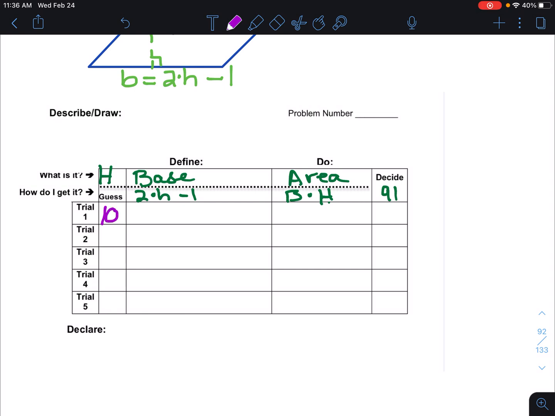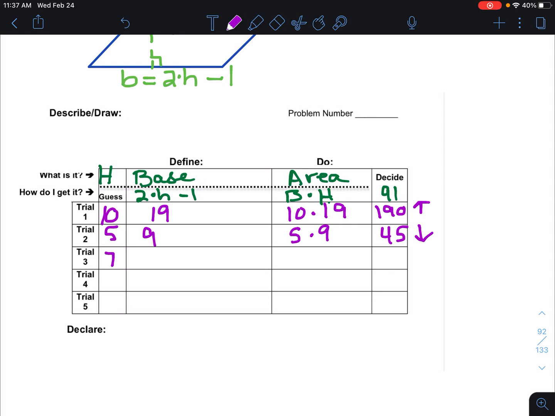If my height is 10 units, my base is going to have to be 2 times 10, which is 20, subtract 1. My base would have to have been 19. And so then 10 times 19 is actually 190. That's way too big. So let's go to 5. So if my height is 5, my base would be 2 times 5, which is 10, minus 1 is 9. And so then 5 times 9 is equal to 45. That is too low. So it's somewhere in between there, probably a little bit closer to 5.